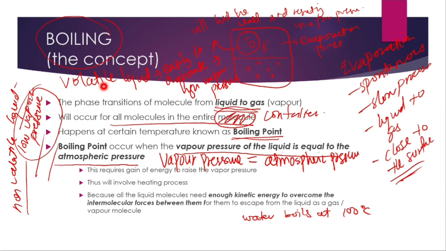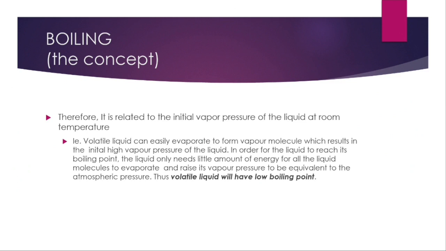So what is the value of atmospheric pressure? The standard one at room temperature is 1 atm, or you can convert it into other units, which is millimeter mercury or torr. Therefore, the boiling process is related to the initial vapor pressure of the liquid at room temperature. So, volatile, high vapor pressure, and non-volatile, low vapor pressure.